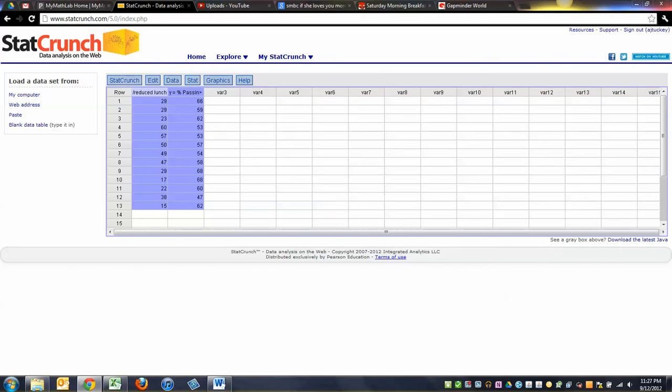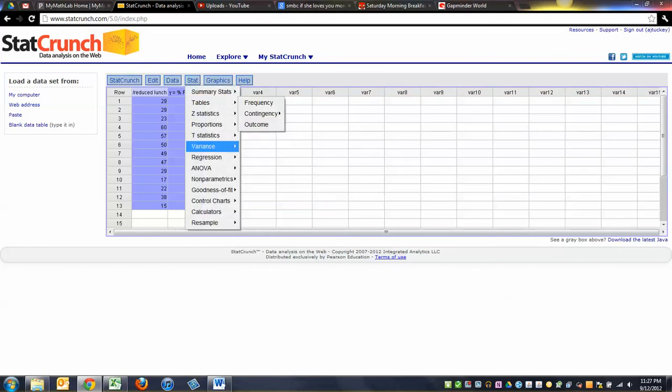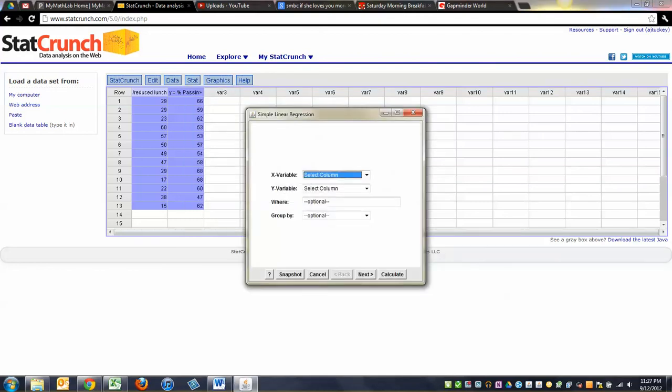All right, so we go to Stat. We go to Regression. Pick Simple Linear. Click on that. What's your X column? For me, it's free reduced lunch. Y column is passing math. Next.